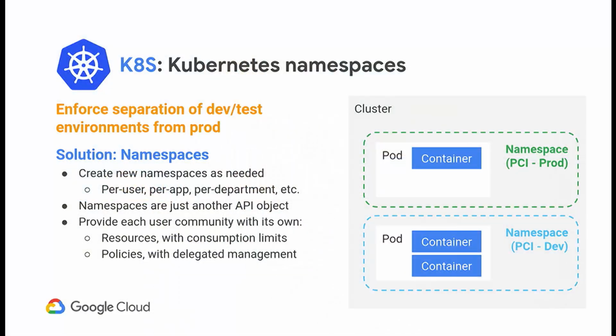Let's build upon the segmentation. Now that you've segmented the pods based on IP addresses, you want to segment the pods based on certain teams, or you want to segment the application based on different profiles. This is where you would use a namespace.